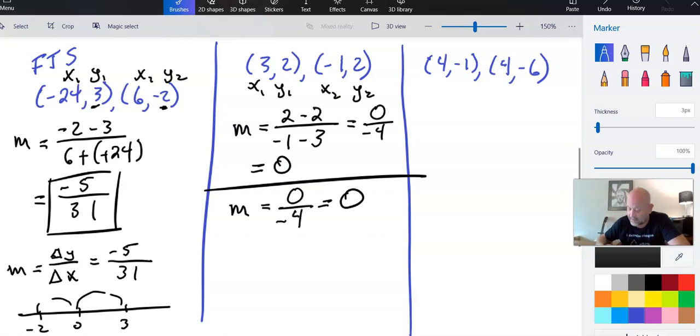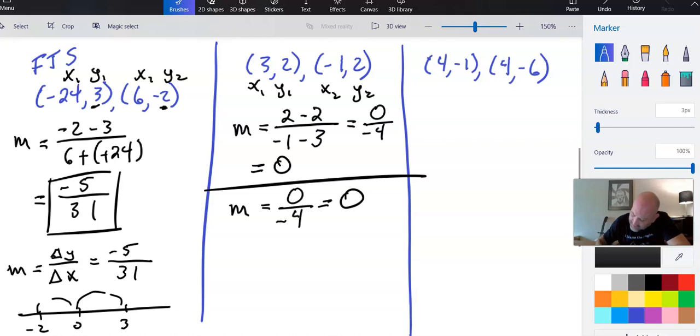Now, I want to point something else out about a 0 slope. Remember, slope is a measure of steepness. So if you have a 0 slope, you're saying there is no steepness, or in other words, the line is flat, right? It's a horizontal line.